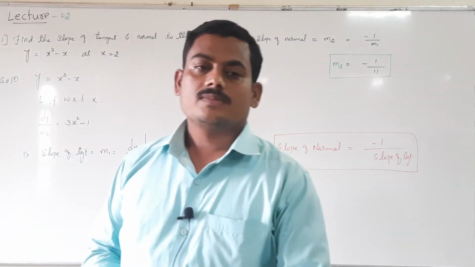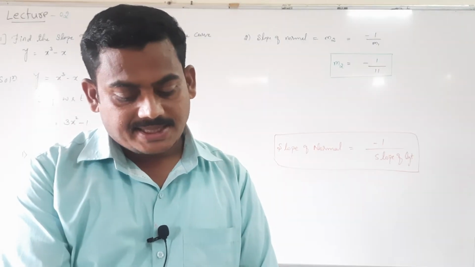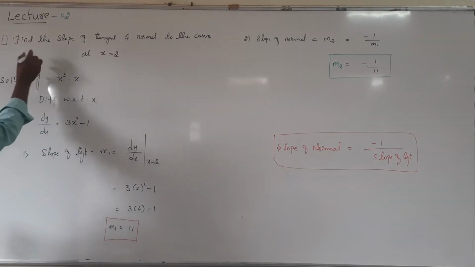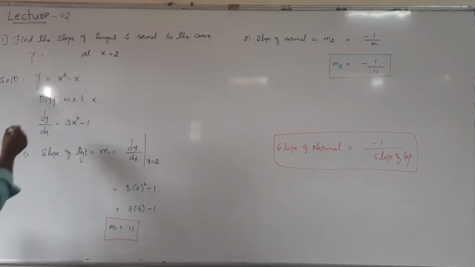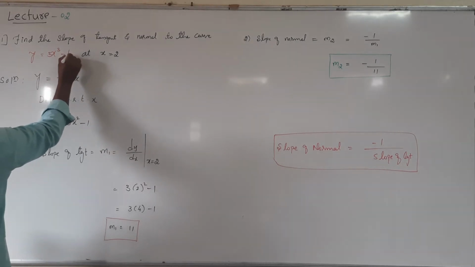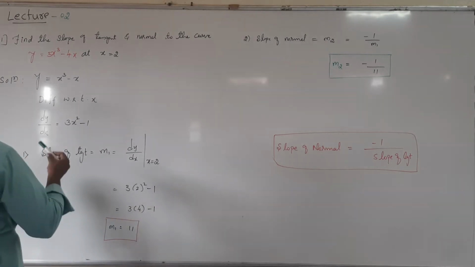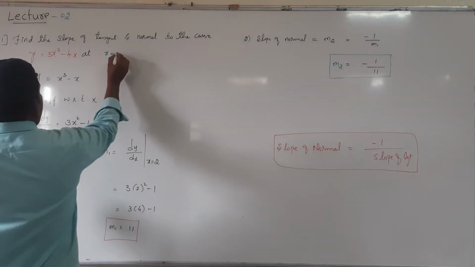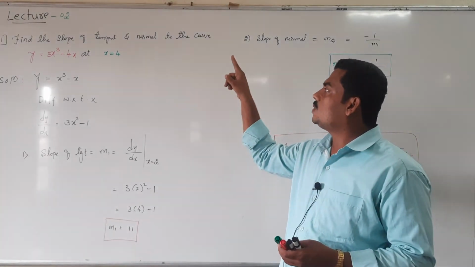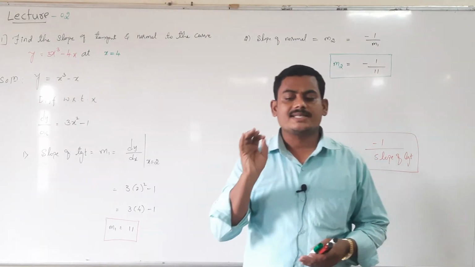Right? Next problem. Find the slope of the tangent and slope of the normal to the curve y is equal to 3x cube minus 4x at x equal to 4. Again, same procedure only.